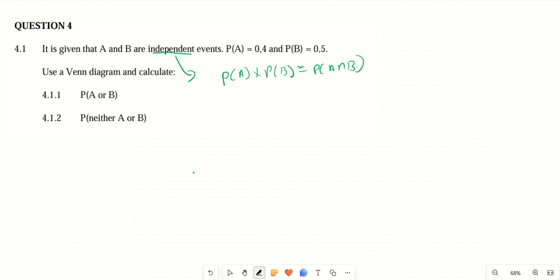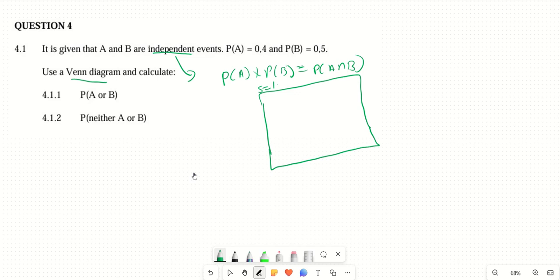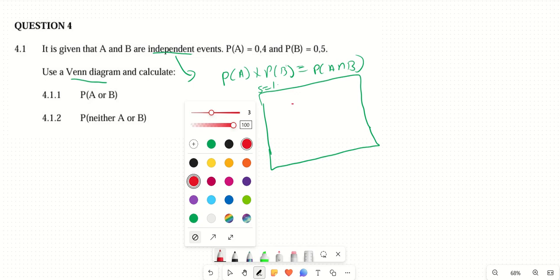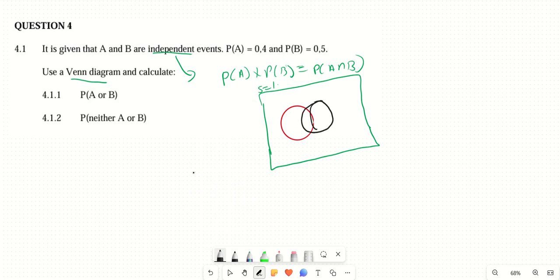So they say use the diagram. So let's take the diagram. Because this is in decimal, our sample here is equal to 1. Now we have two events. To indicate the events, I'm going to use red and black to show the two events. Those are the two events that I'm indicating in this case.